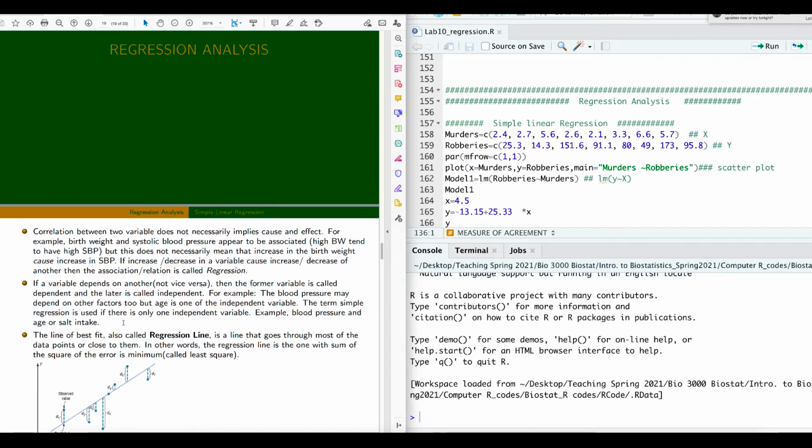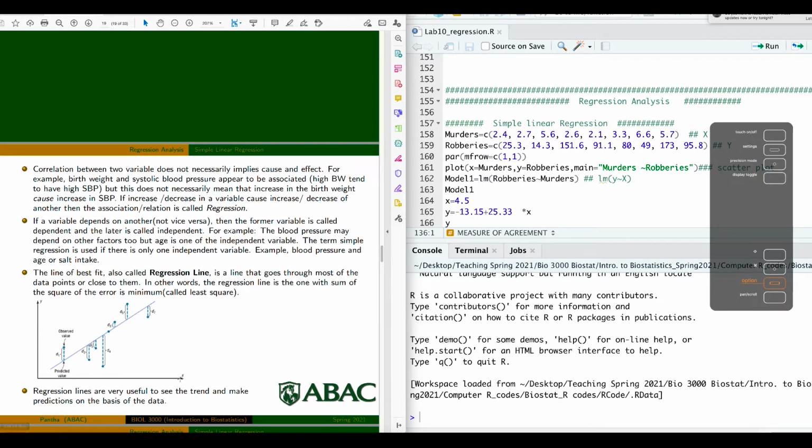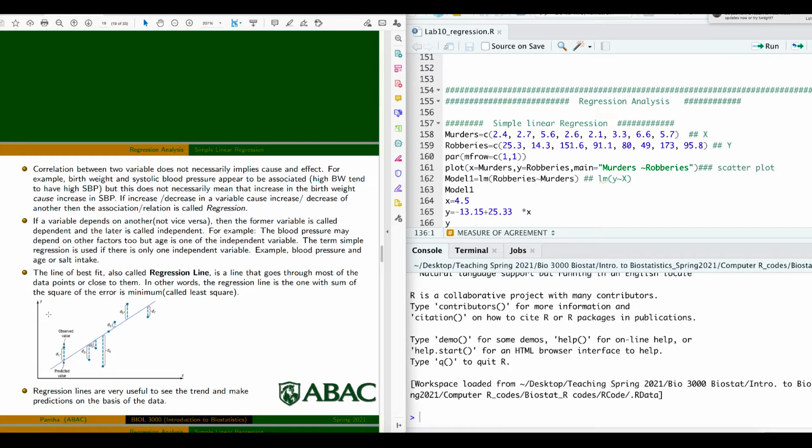The line of best fit, also called the regression line, is a line that goes through most of the data points. Look at that. Suppose the x-axis denotes the x variable and the y-axis denotes the y variable. Suppose these tiny circles are the data. That blue line that goes through most of those data points, or close to most of them, is called a regression line. It is also called least squares line, line of best fit, or trend line and so on.